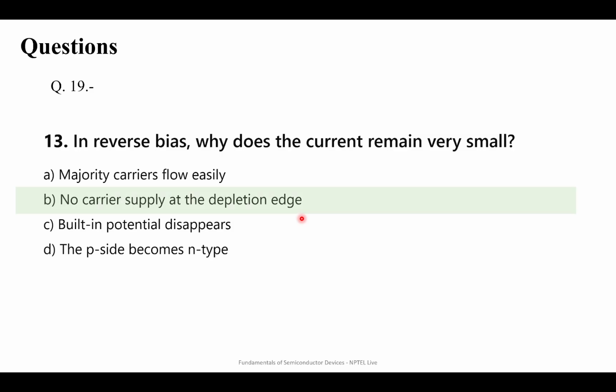Yes, the answer would be no carrier supply at the depletion edge. As we discussed earlier, when we reverse bias a junction, the minority carriers at each end are going out, so there is no way of getting majority carriers from the other end. Hence, there are no carriers getting through the depletion region, and the current is not able to flow properly.